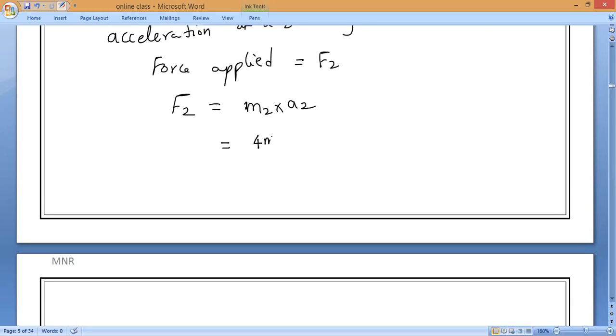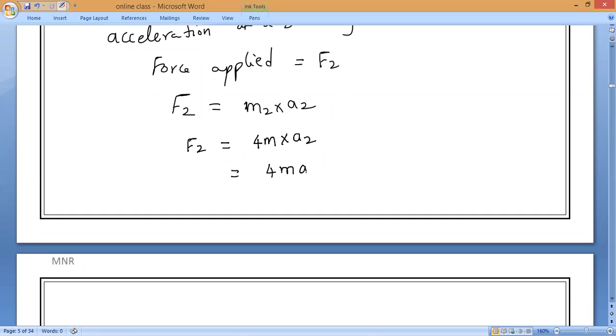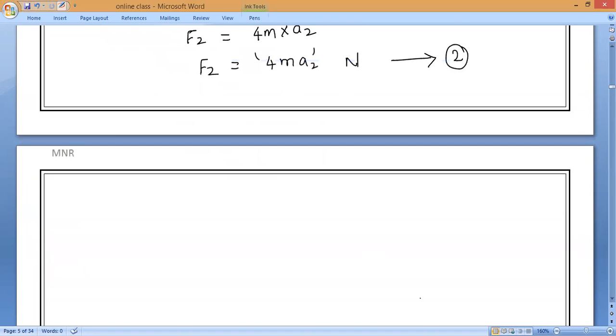So now if you notice, M2 is equal to what, guys? M2 is equal to 4M and A2 only. So F2 is equal to 4M A2 newtons. Is it right or wrong, everybody? 4M A2 newtons. Let me take this as equation number 2.